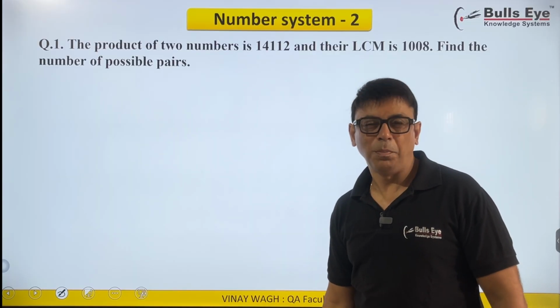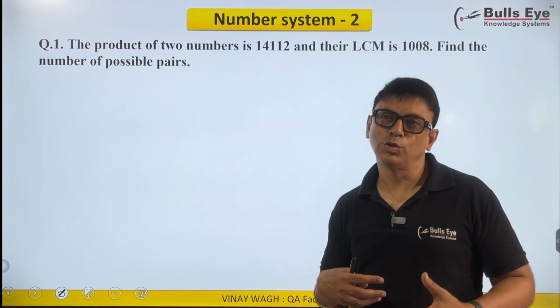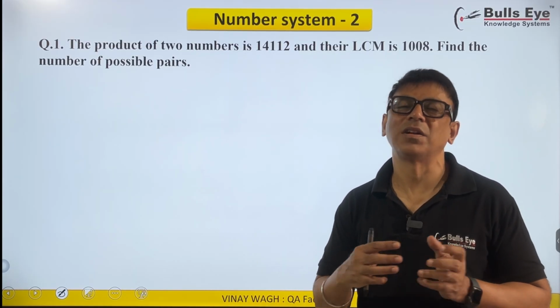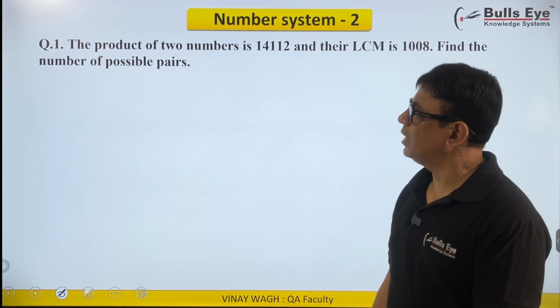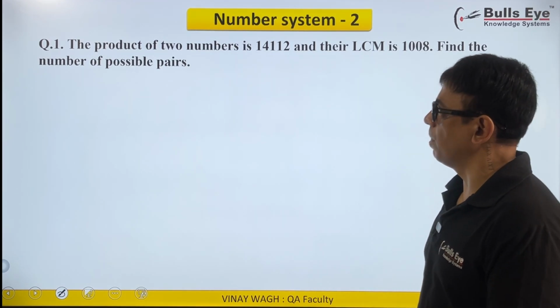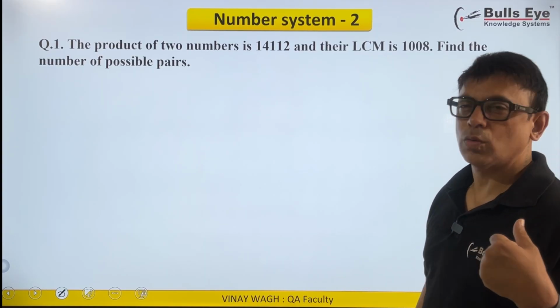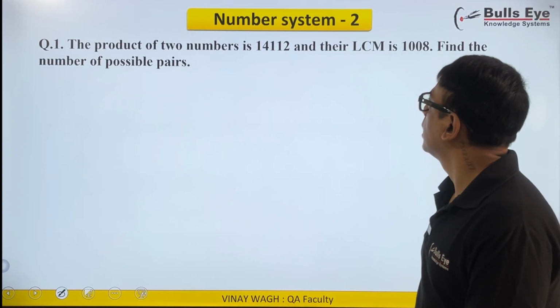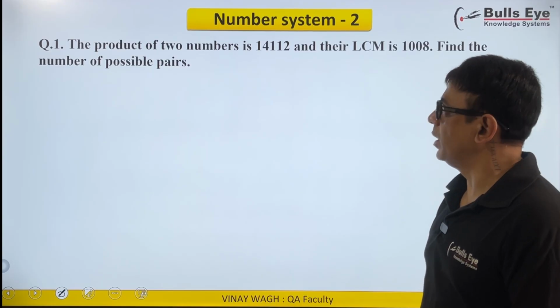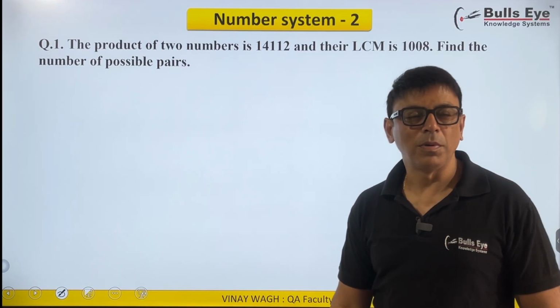So here's a question made just to solve it out and not just revise the theory as it is. So let's revise it through this question. The question is: the product of two natural numbers is given. That's 14112. And their LCM is 1008, right? So the number of possible pairs.